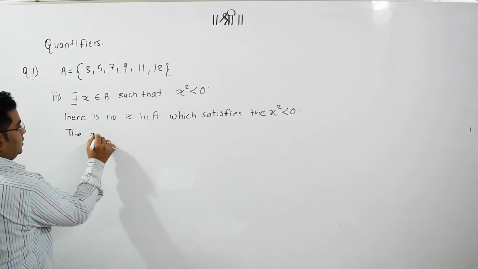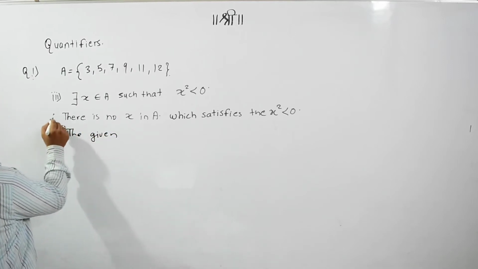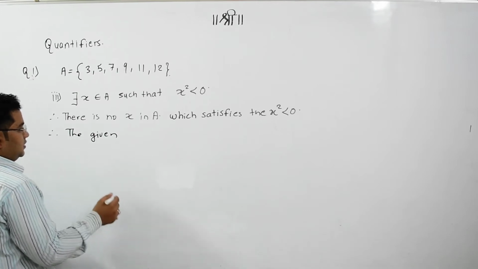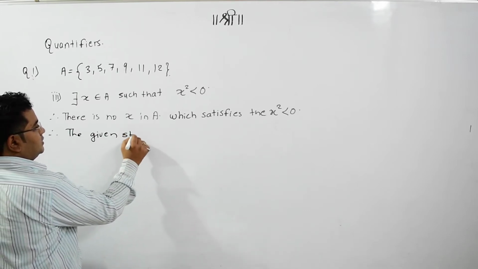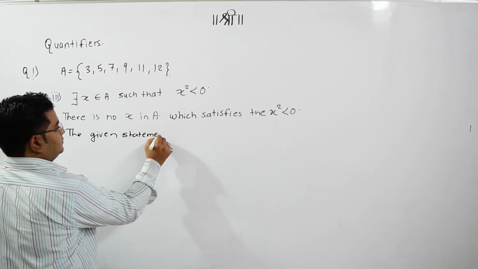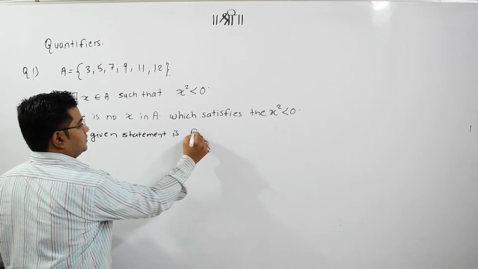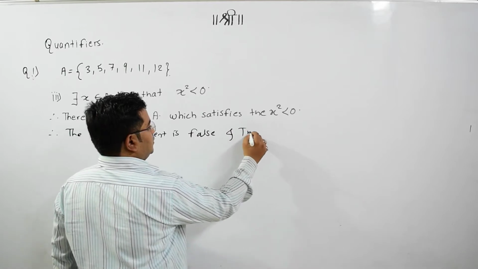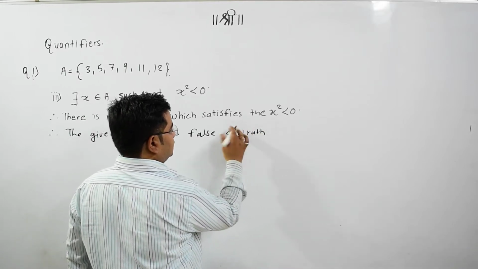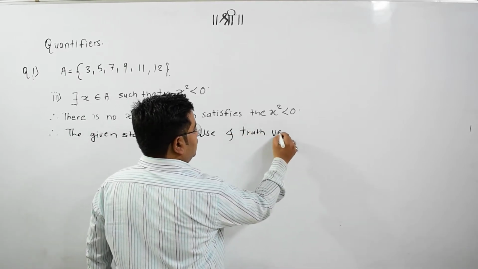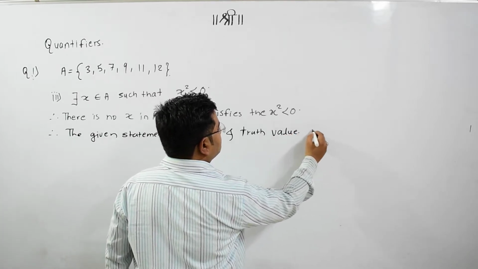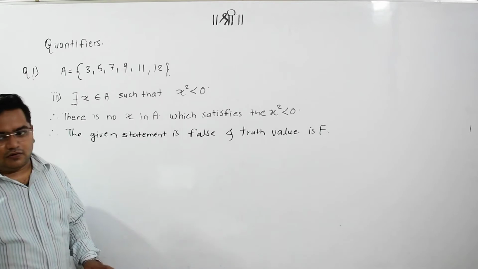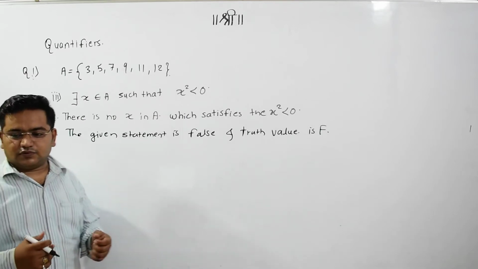So put the symbols. Okay, so this symbol also has some meaning. Therefore the given statement is false and the truth value is F. Okay, hope you got it. Now let's move to the further question.